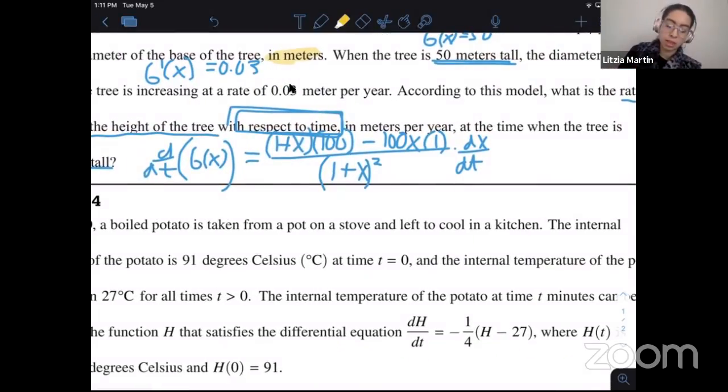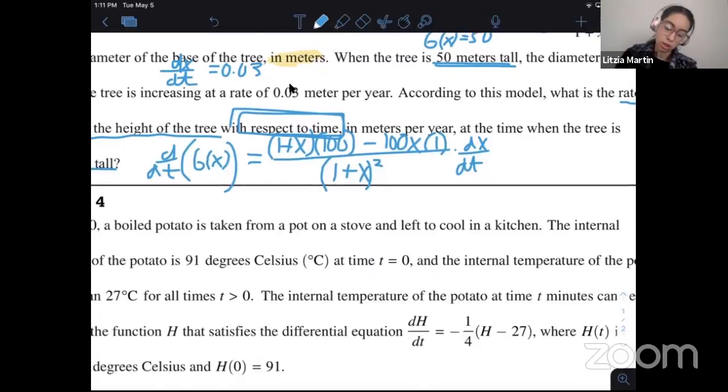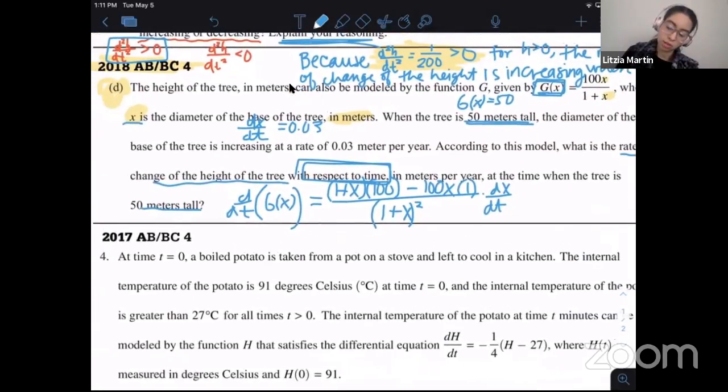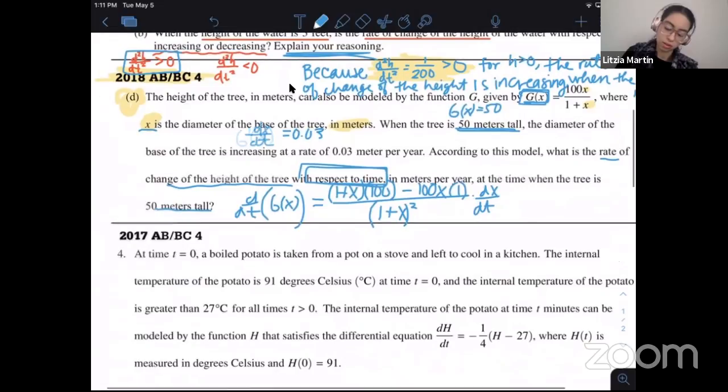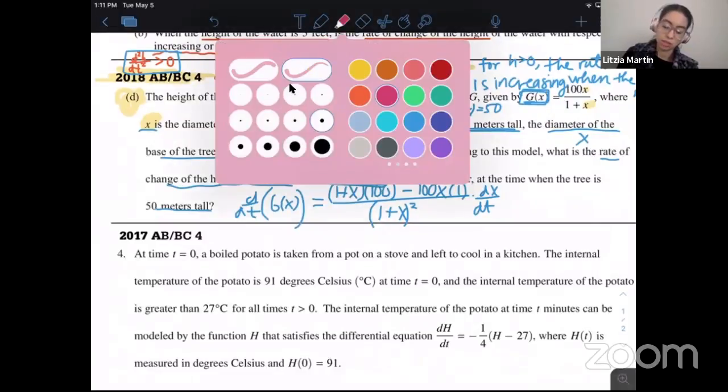And this value here, I can rewrite as dx over dt because this is telling us the rate of change of this diameter, right? The diameter is represented by x. So this is dx over dt equal to 0.03, which we can go ahead and plug into this value right here.